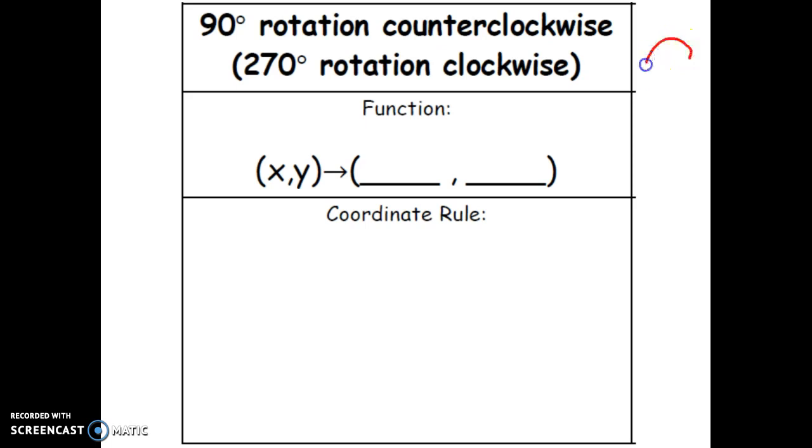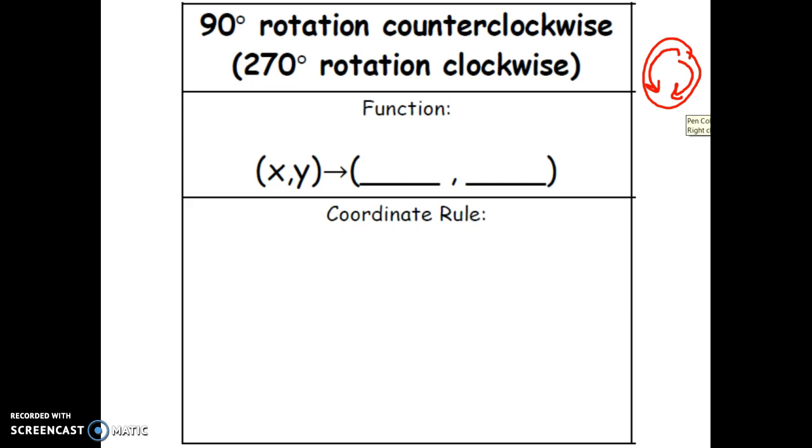Now, if we think about a clock, counterclockwise is going towards the left. Clockwise is going towards the right. So a 90-degree rotation counterclockwise is equivalent to a 270-degree rotation clockwise.